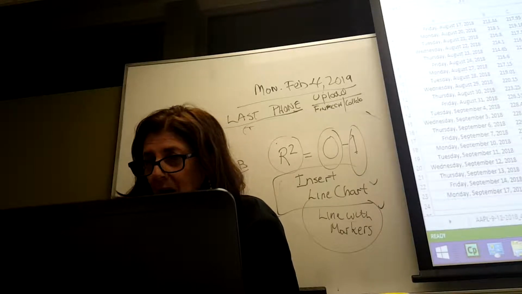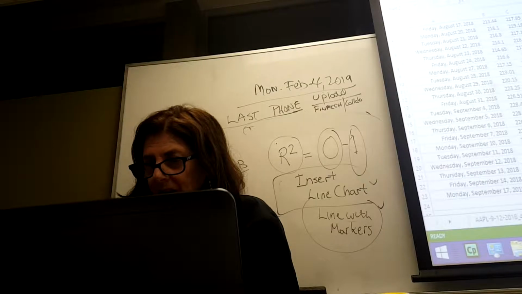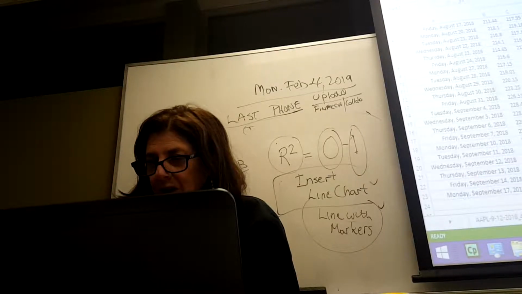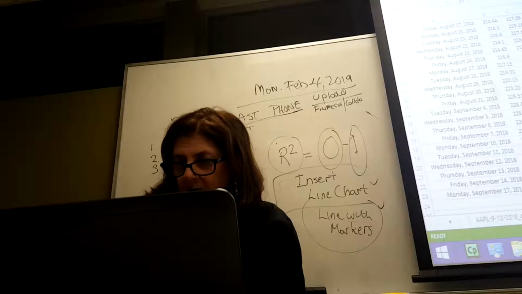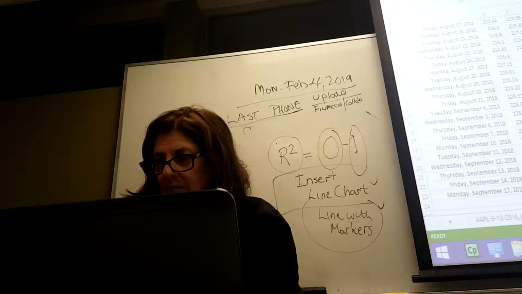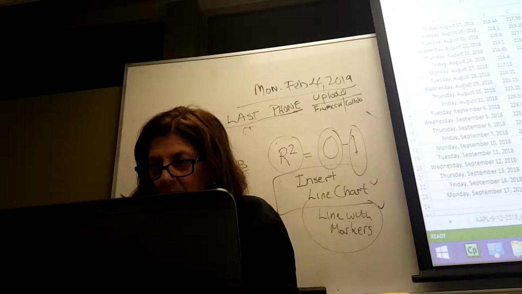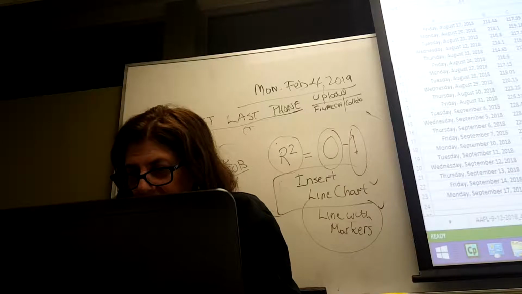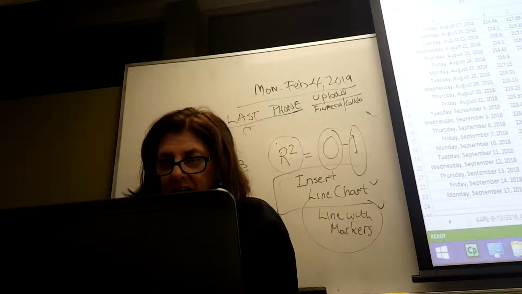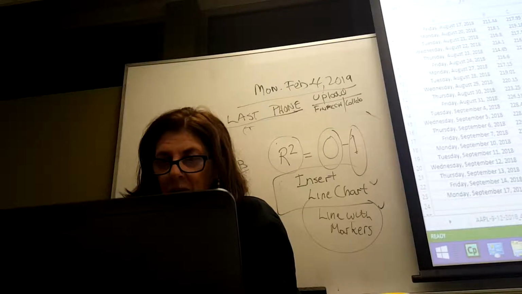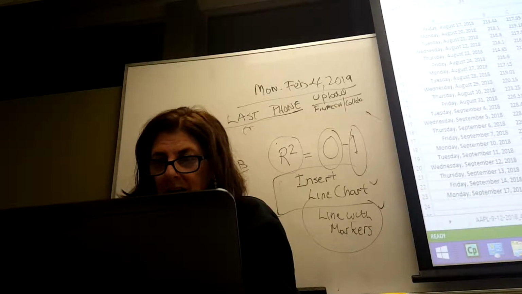And now what should I do? I'm in linear right now. And how many forward should I go? 5. And do I want to display the equation on the chart? Yes. And do I want to display the r squared value on the chart? Yes. I can take that and move it anywhere I want. I can move this, make it bigger, I can do whatever I want on this chart.